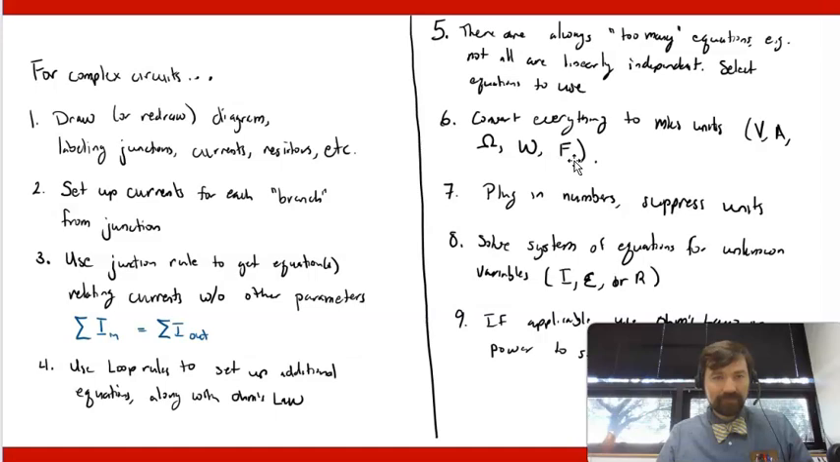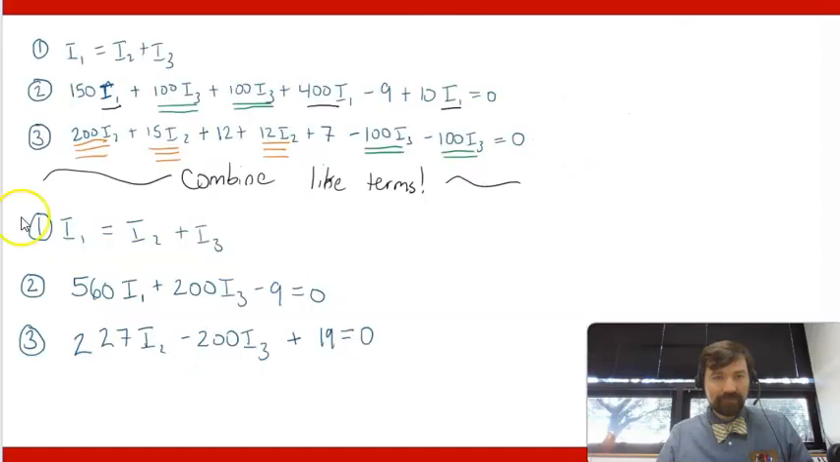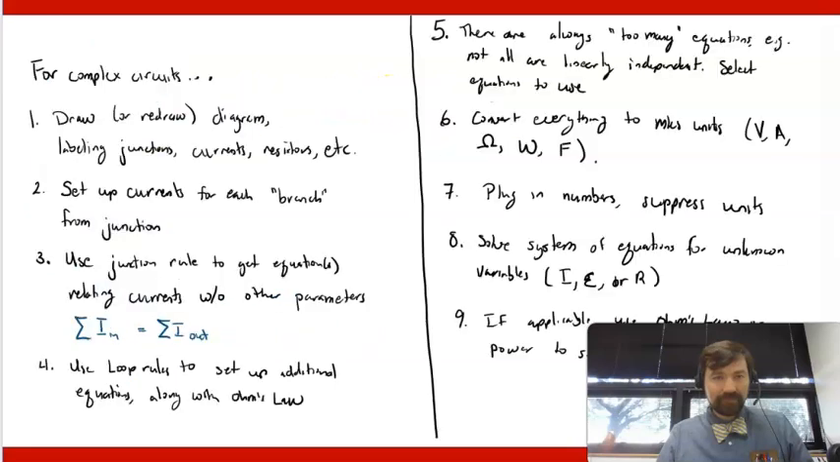And then you basically plug the numbers into your equation, suppress units. So if you look back here, when I plugged all the numbers in, I don't have 150 ohms times I1, I just have 150 I1 because I'm already in ohms and I know I'm in ohms. I don't have 9 volts here, I just have 9. And so I just keep track of what units I converted everything to, and I know at the end that if I'm solving for a current, then it's going to be in amps. If I'm solving for a resistance, it's going to be in ohms, etc.